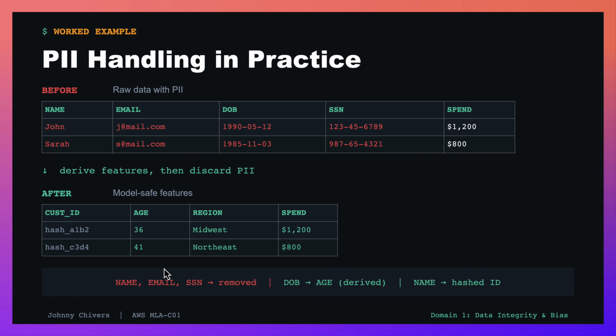So you can see name, email, SSN removed, not required. Date of birth gets derived to age. Name goes to a hashed ID. And this way we're masking the data, removing the columns we don't need, and getting rid of any sensitive data that isn't required for training.